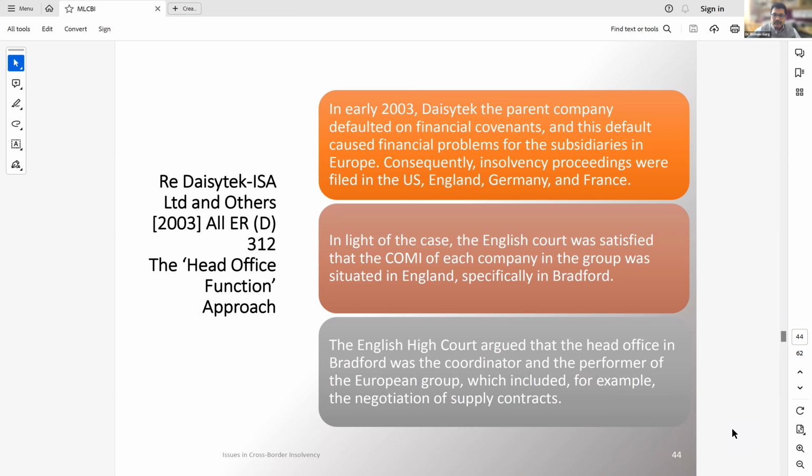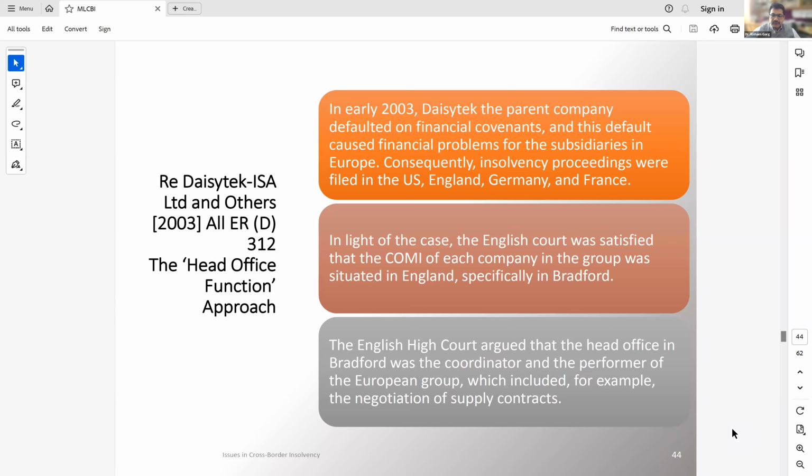But in light of the case and considering the facts and circumstances, the English court was satisfied that the COMI of each company in the group was situated in England, specifically in Bradford. The English High Court argued that the head office in Bradford was the coordinator and the performer of the European group, which included, for example, the negotiation of the supply contracts.